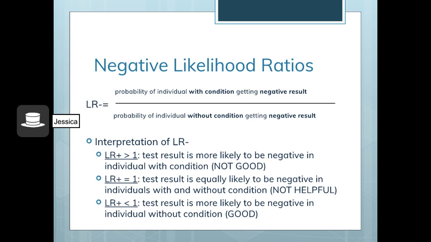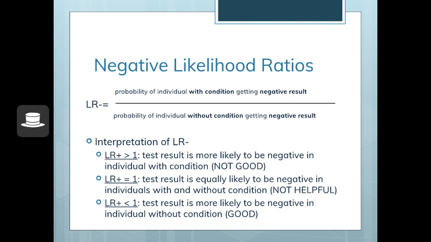So negative likelihood ratios, as you might expect, are kind of a flip of positive likelihood ratios. It's the probability of an individual with a condition getting a negative result over the probability of an individual without a condition getting a negative result. And so it's false negatives over true negatives.